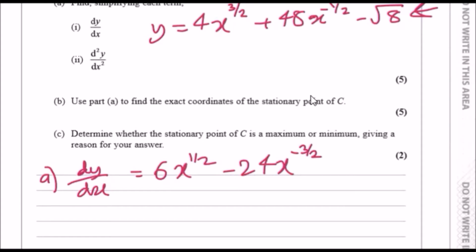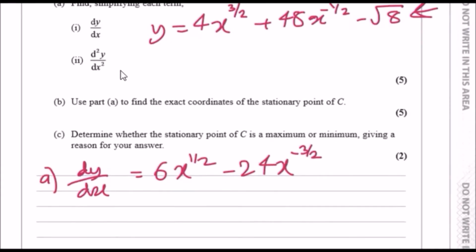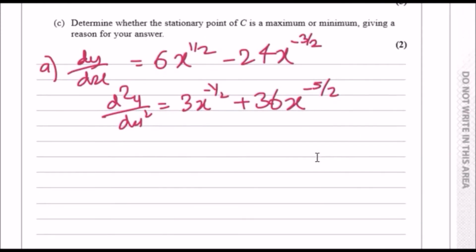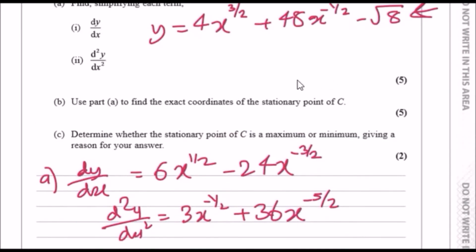Okay, not bad. Now, as for the second derivative, just differentiate again. So d2y over dx squared, differentiate this, drop the half, you get 3x, and it becomes minus 1, you get negative half. Drop the minus 3 over 2, so in your calculator, minus 3 over 2 times 24 will give us a positive 36. Subtract the power by 1, minus 5 over 2. Or use a decimal system, whatever works for you guys. Alright, so that's this bit then. This bit done. Now part B.